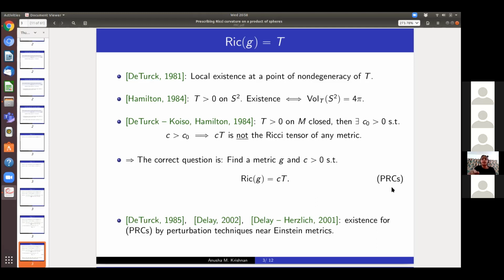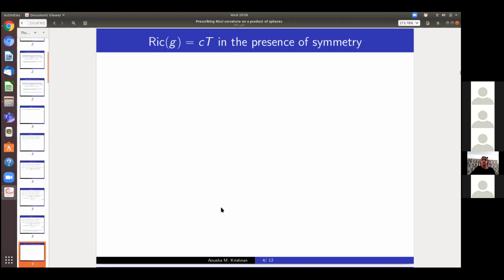And there were existence results near Einstein metrics using perturbation techniques for this prescribed Ricci curvature with scaling. So something due to DeTurck in the 80s, and then some results in the early 2000s. Right. So maybe those lend some heft to the fact that this is the right equation to study. However, after these results, the only other results known in general are in the presence of symmetry. Okay, so we'll now be looking at this prescribed Ricci with scaling in the presence of symmetry.